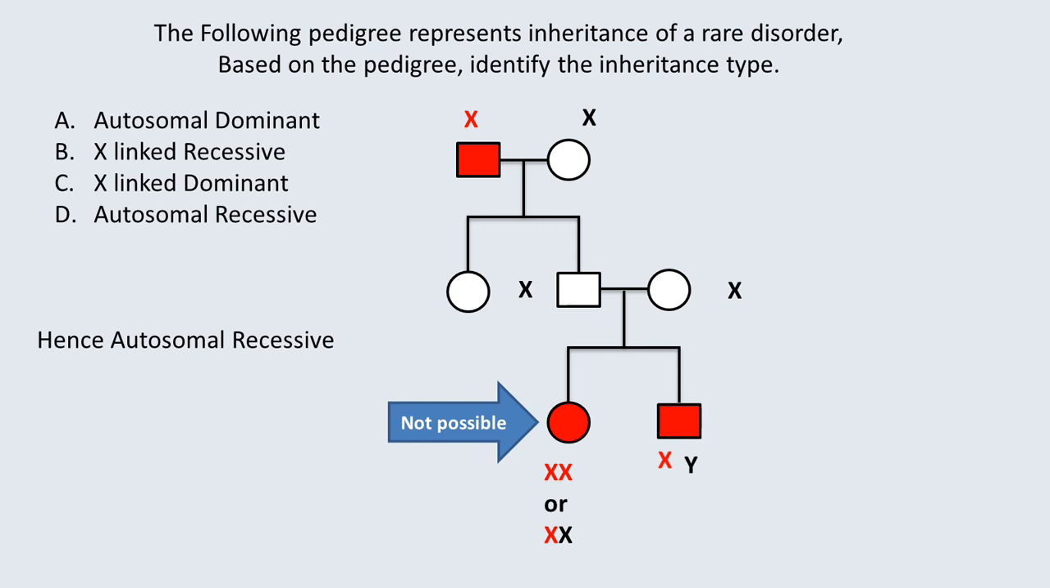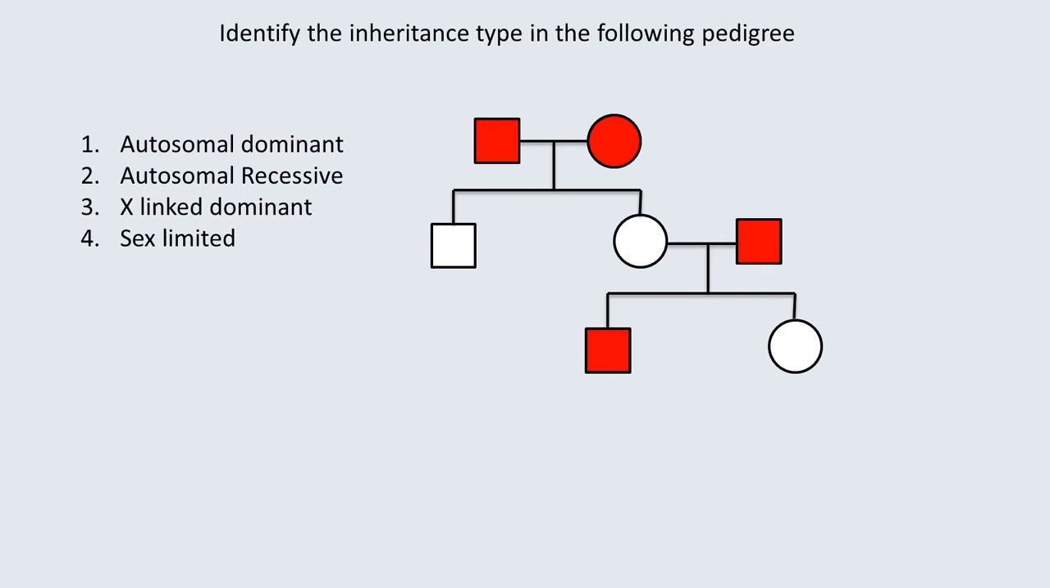Let us look into another question. Identify the inheritance type in the following pedigree. The options are autosomal dominant, autosomal recessive, X-linked dominant, and sex-limited. So sex-limited traits are basically the traits which are limited to only one sex, either male or female.